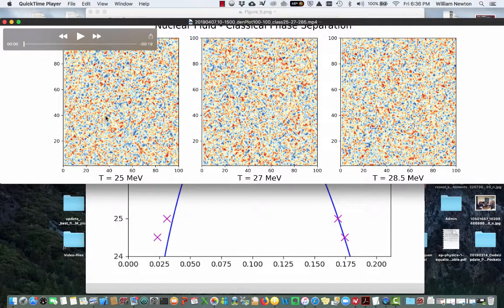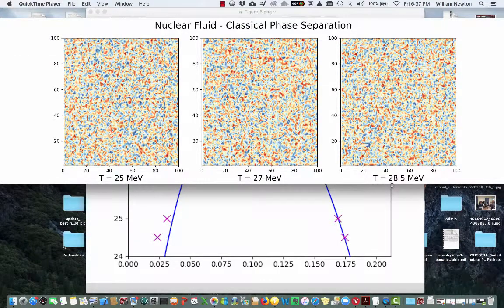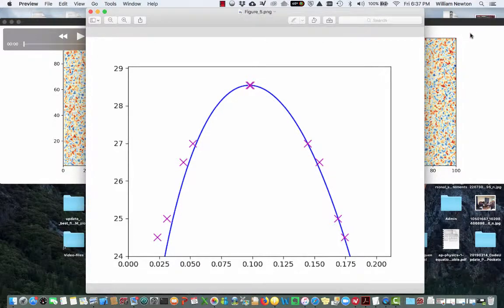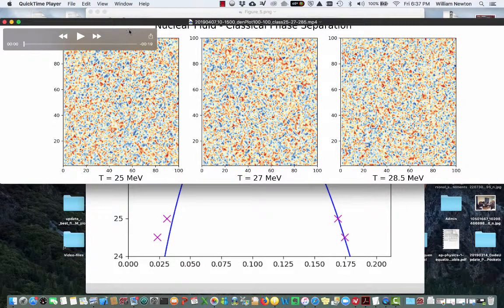What we do is we take, this is a two-dimensional simulation. This is just some region of space. It doesn't matter what the volume, what the units are in this case. And we just randomly initialize the space with densities above and below some average density. We're going to evolve the system from identical starting points at 25, 27 and 28.5 MeV temperatures. So for the purposes of this, you just need to know this is lowish density, intermediate and high density close to the critical point here. So let's go ahead and play the simulation.